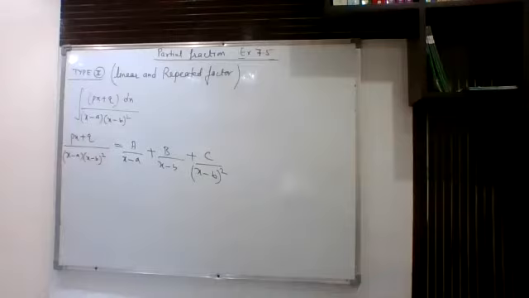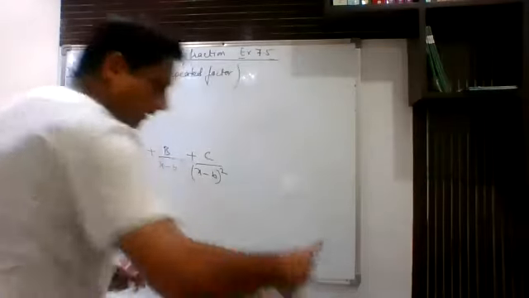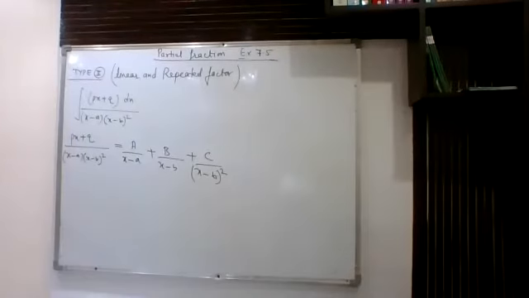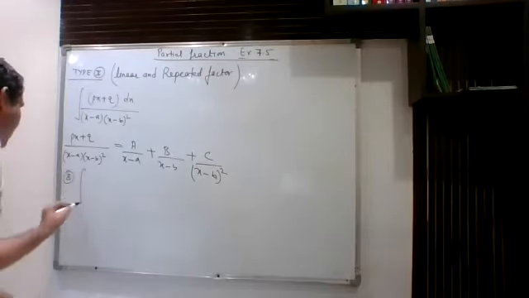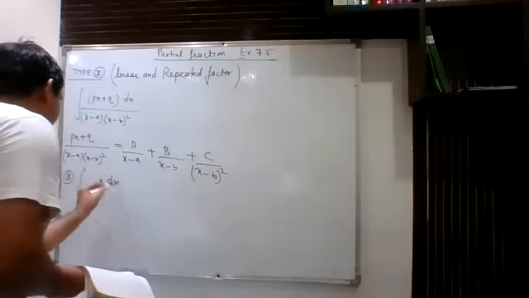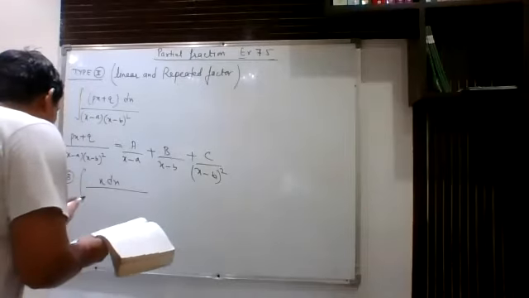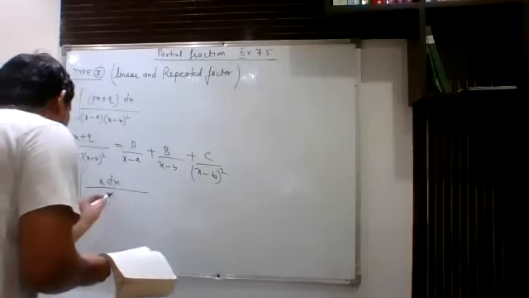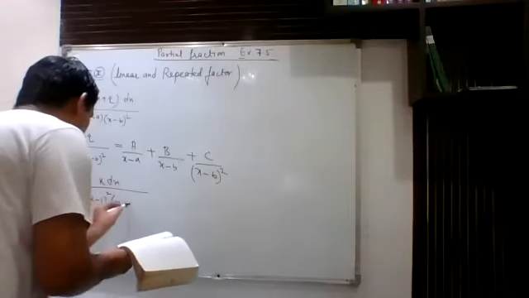Now let us do one question based on this type 2. So you can write down question number 8. All of you write down question number 8. Eighth question is integration of x dx upon x minus 1 whole square into x plus 2.